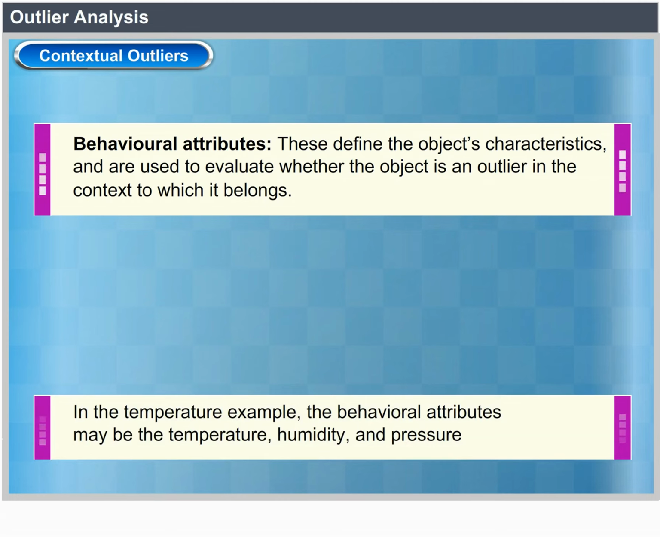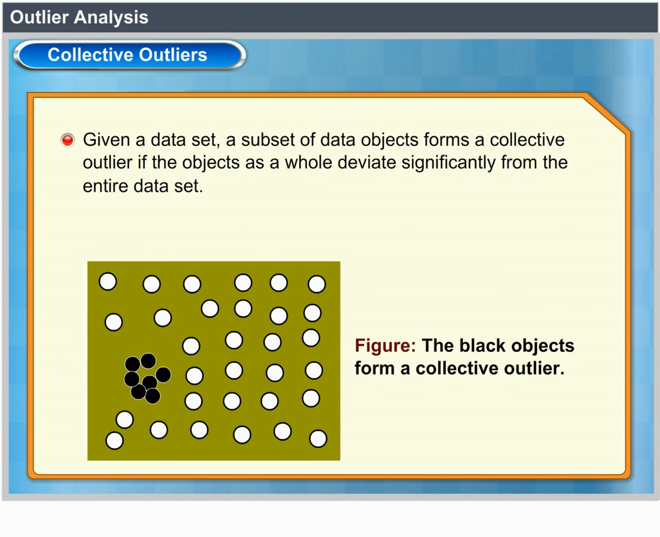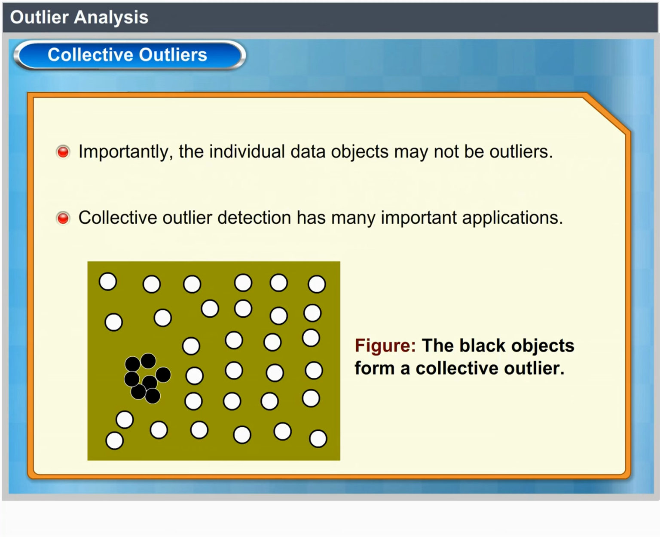Collective outliers. Given a dataset, a subset of data objects forms a collective outlier if the objects as a whole deviate significantly from the entire dataset. Importantly, the individual data objects may not be outliers. Collective outlier detection has many important applications.